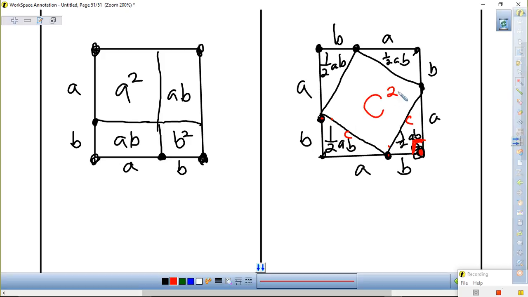C squared. Oh my goodness, you guys all right? No. Alright. How did you even get C, Mr. Q?